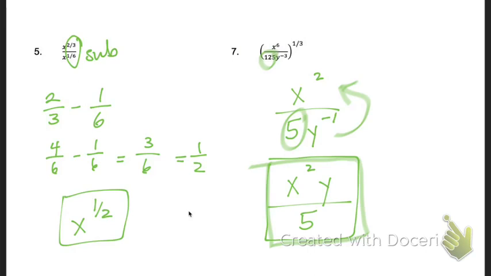Yes, ma'am? It's x to the 6 times 1/3 because I distribute. So 6 over 3 becomes 2. No, you multiply the exponents because it's a power to a power.